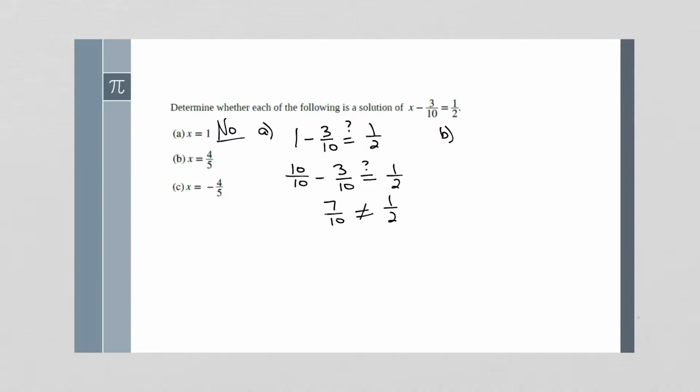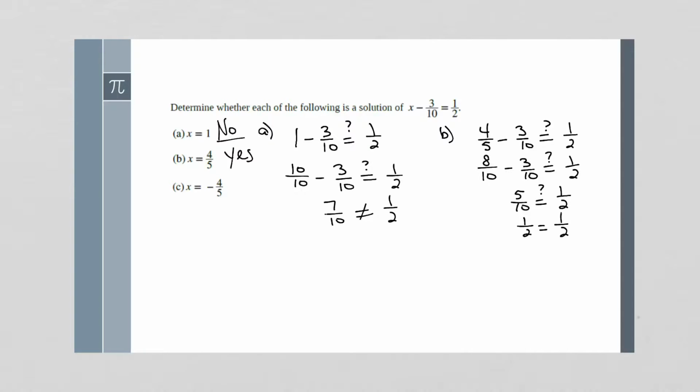Okay, so let's look at part B. Let's put in 4/5. So 4/5 minus 3/10, does that equal 1/2? Well, 4/5 and 3/10, I've got to have a common denominator. So I know that 10 is my common denominator, so my numerator has to be 8 here. So 8 over 10 minus 3 over 10 gives me 5 over 10. And 5 over 10 is equal to 1/2. So that is a solution.